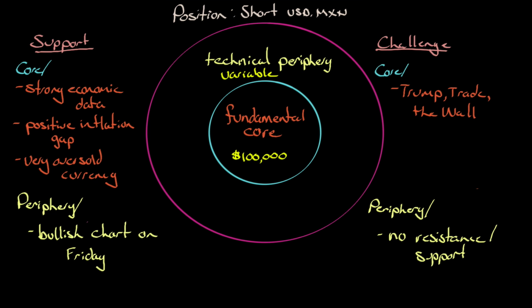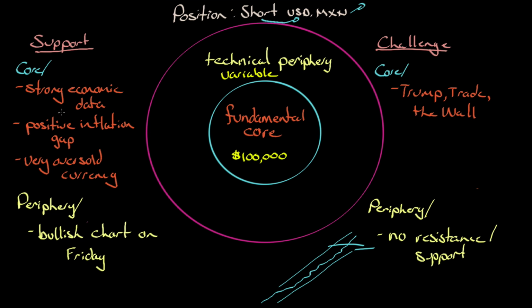So here we go. Fundamental core again, 100,000. My technical will be variable. The problem with the technicals here is if you look at the chart, it's been doing this for so long that there are no lines of support or resistance, so it's hard to play technically. It's hard to know where your next technical level is. However, what supports my position of being long the Mexican peso is there's a bullish chart on Friday. I'm short the U.S. Mexican, which means I'm short the U.S., which means I must be long the peso, right?